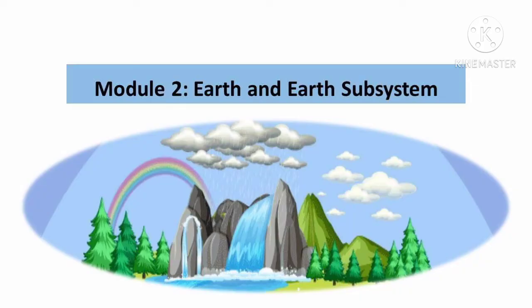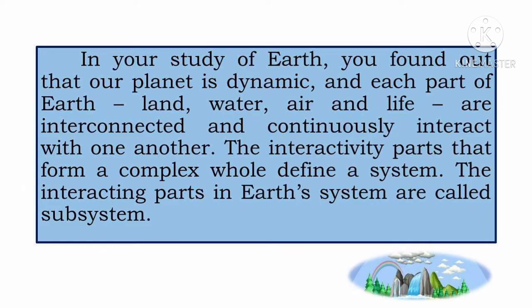We are going to study now Module 2 entitled Earth and Earth Subsystem. In your study of Earth, you found out that our planet is dynamic and each part of Earth, the land, water, air, and life are interconnected and continuously interact with one another. The interacting parts that form a complex whole define a system. The interacting parts in Earth's system are called subsystems.